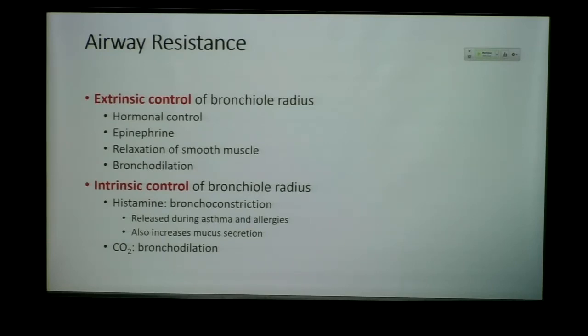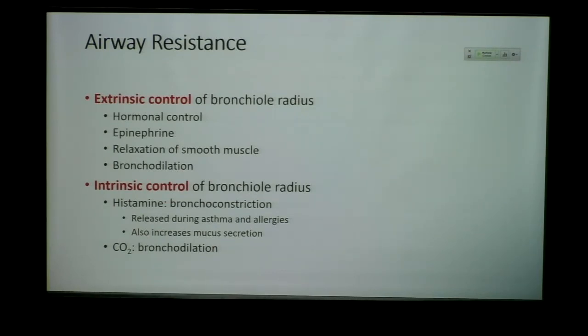Let's speak about some local or intrinsic mechanisms here. Histamine is one. Histamine causes bronchoconstriction of the airways. It's released as a part of asthmatic and allergic reactions. This is why people who have allergic reactions typically complain of feeling their throat closing up, because that's what's actually happening. The bronchioles are constricting so much that they're literally closing off the airways, and that's how an allergic reaction, as simple as it seems, can become fatal. We also see lots of mucus secretion as a part of that allergic or asthmatic attack.